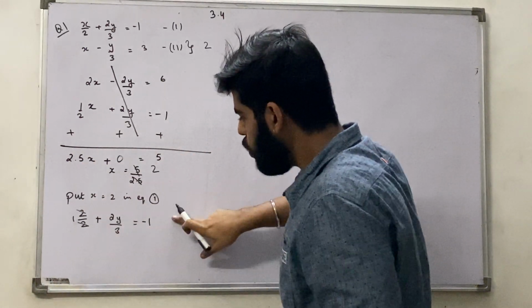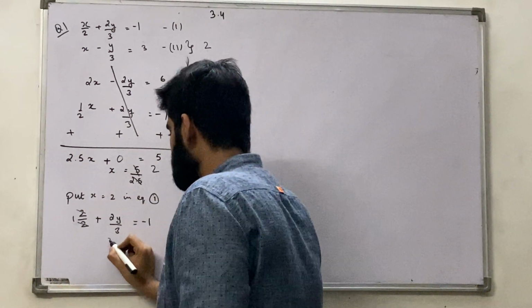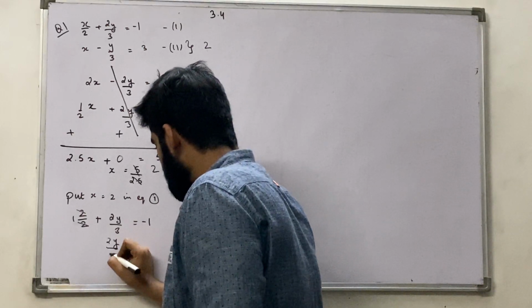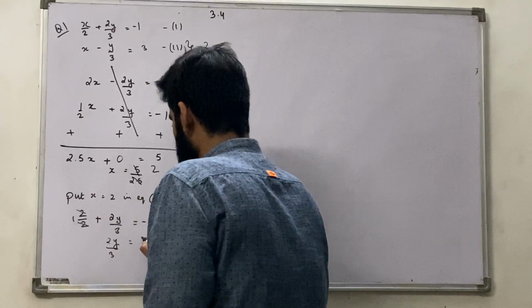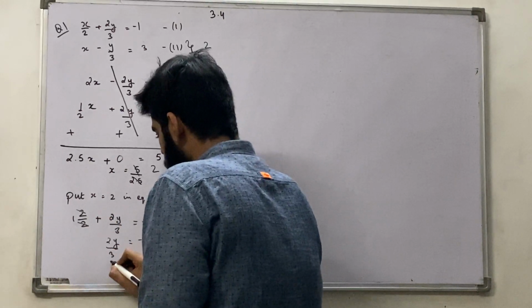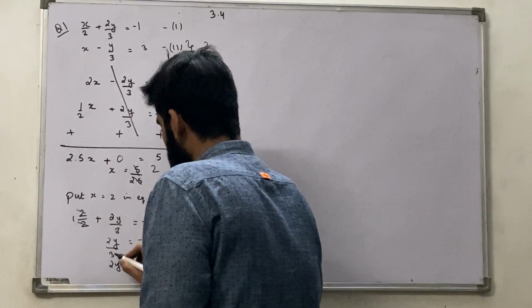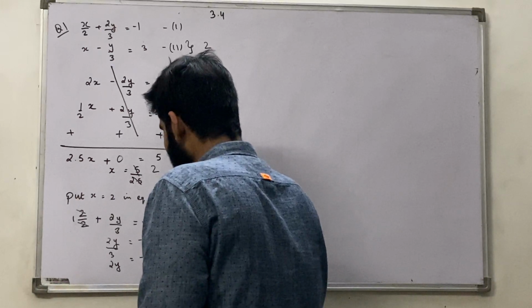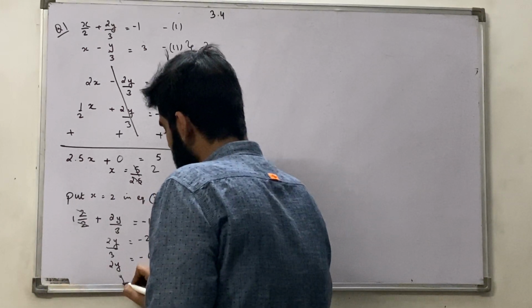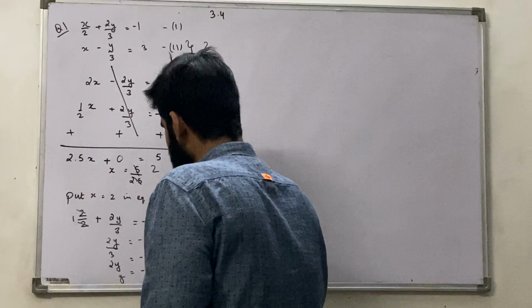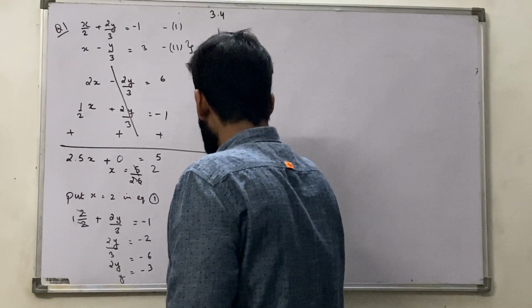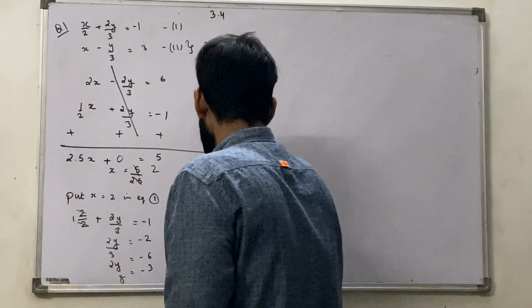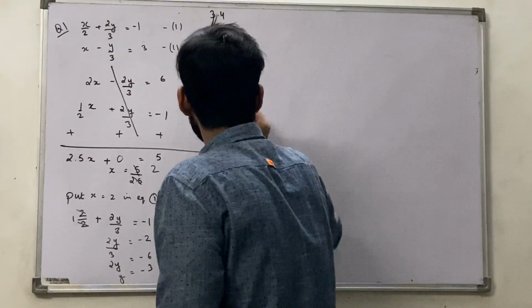This one will go there and get subtracted. This comes out to be 2y by 3 is equal to minus 1 minus 2. Therefore 2y is equal to minus 6, 3 multiplied there, and y is equal to minus 3. Hence, what are the two answers? X is equal to 2 and y is equal to minus 3. We will draw a box around them.